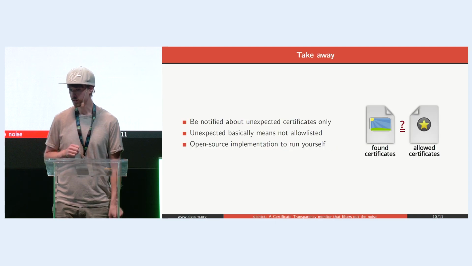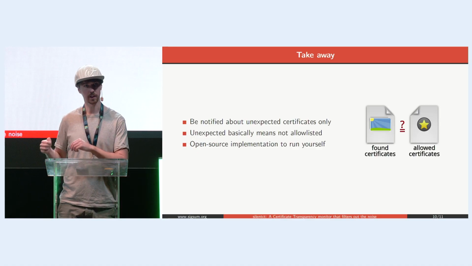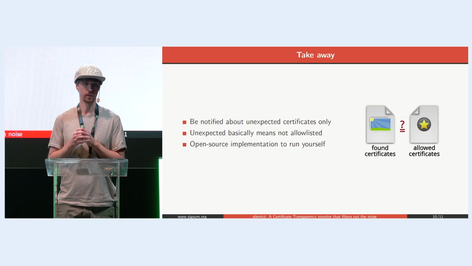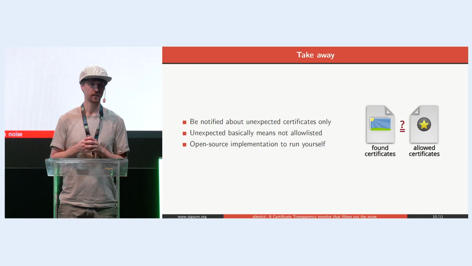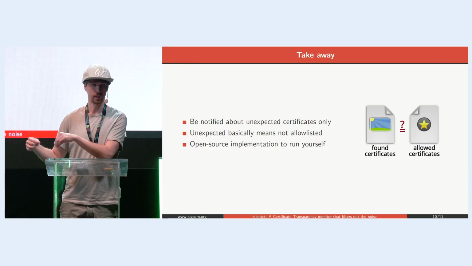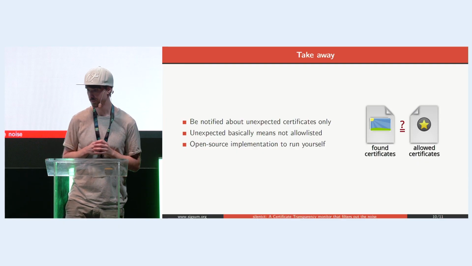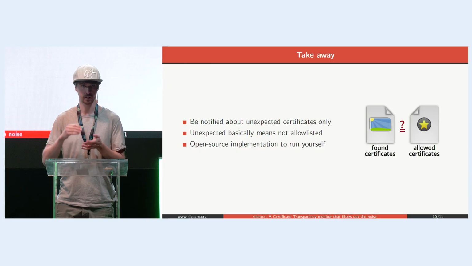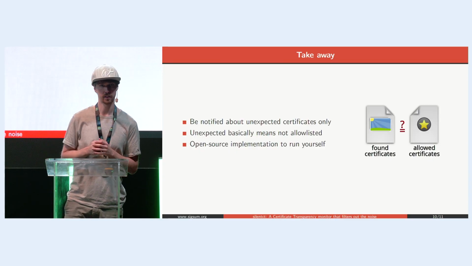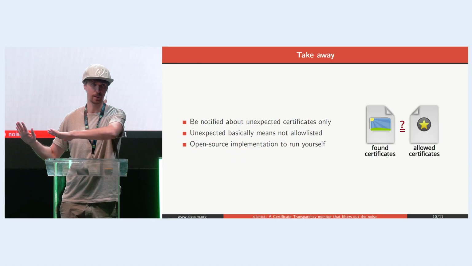So to start summing up here, silent CT is about being notified only about the unexpected certificates. You have an unexpected certificate if it's not been allow listed by one of your trusted systems. Everything else we will escalate up to the operator. And this is an open source implementation that you run yourself and just do those two configuration steps that I showed earlier. Just click play and it's going to work for the most part, other than sometimes having some rate limit issues.